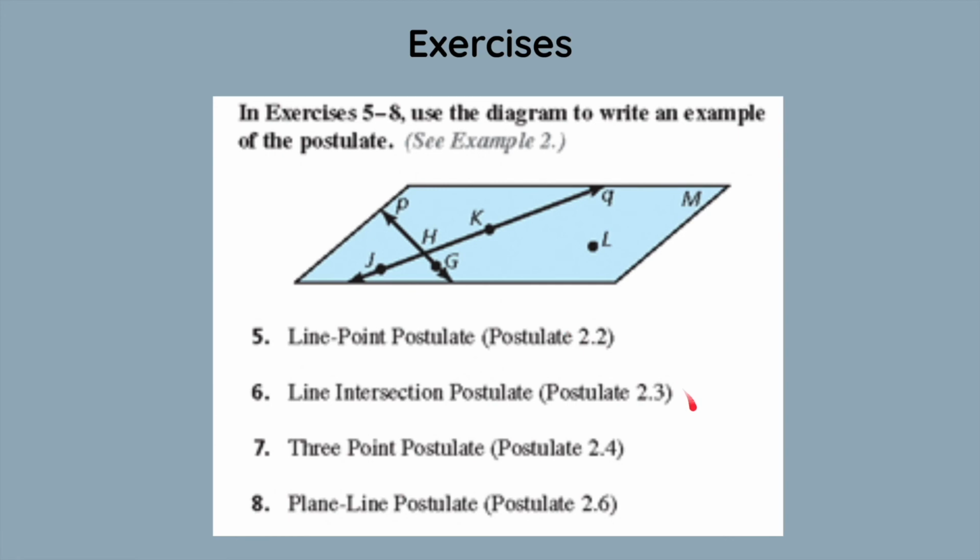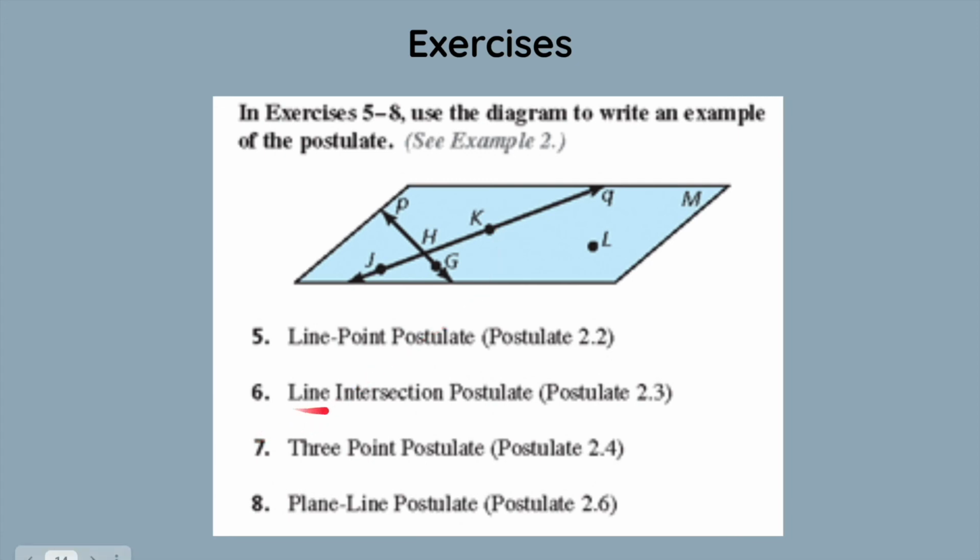So think of examples on your own, and I will be discussing possible solutions that you might have gotten. So for number 5, this postulate is a line contains at least 2 points. So we can see here that line P contains points H and point G, and then another one you could have done is line Q contains points G and points K.